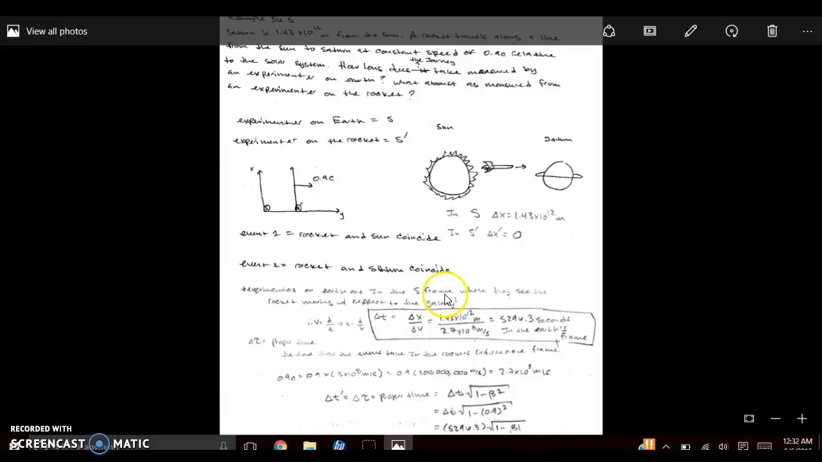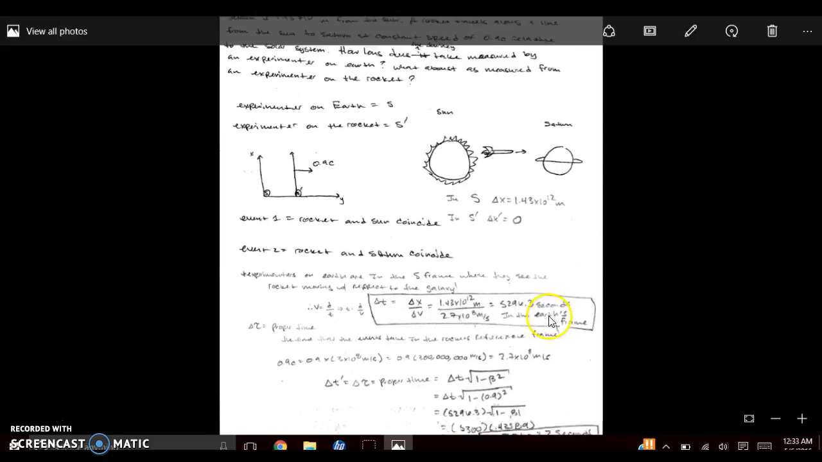So right here, the challenging part where you can't use your intuition doesn't yet apply. The time that he sees it takes the rocket to go from the sun to Saturn is just the change in x divided by the velocity. So for that, I get that he sees it takes about 5,300 seconds.